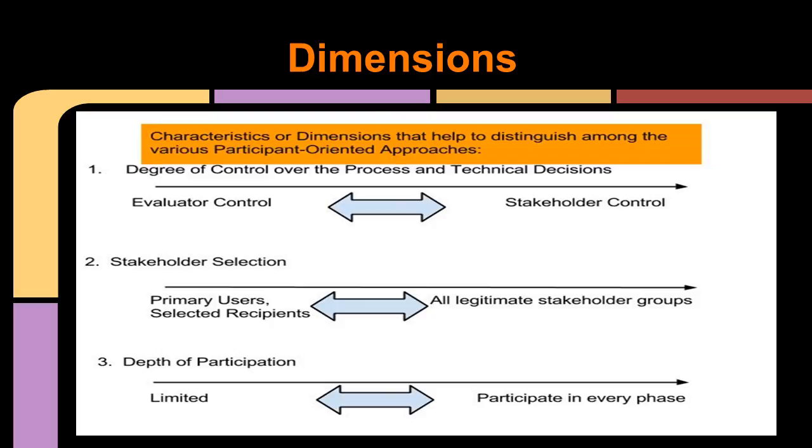Second, one needs to consider how broad or diverse the stakeholders are who are participating in the process. At one end of the continuum, the evaluator would select only the primary users, such as the managers or the people who fund the evaluation, and at the other end of the continuum, all legitimate stakeholders would be involved. Third, one must consider the depth of participation throughout the different phases of the evaluation. Do they have a limited participatory role, or are they involved in every phase, including both technical and non-technical issues?